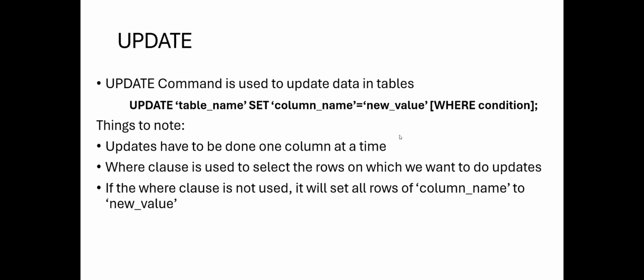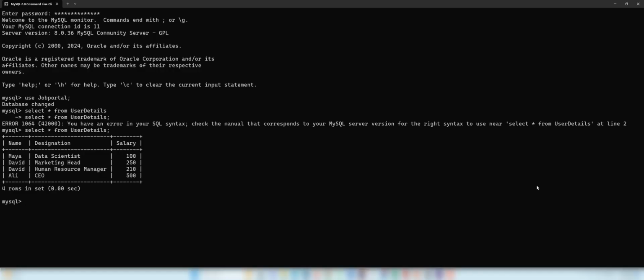Now there are some things to note here. First, updates have to be done one column at a time. You can't update multiple columns in one go. The where clause is used to select the rows on which you want to do the updates, and if the where clause is not used, it will set all of the rows of the column name to the new value. Now I'll show you how to use the update command in MySQL shell.